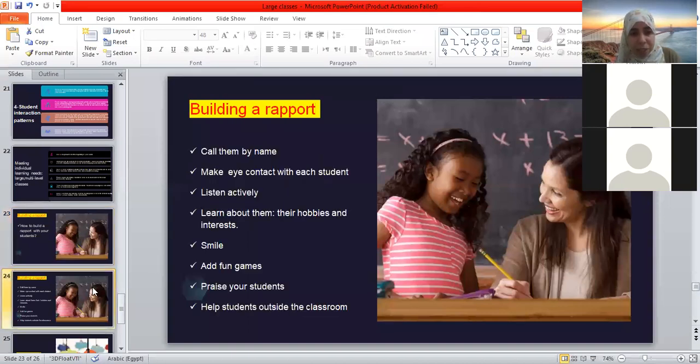Here I have some suggestions. I think you mentioned them all. Call them by name. Try in the very beginning of the year to keep their names by heart, especially when it's a new class, or when you have newcomers in your classroom. So call them and greet them by name. Make eye contact with each student. Try all of the time to look at them all.